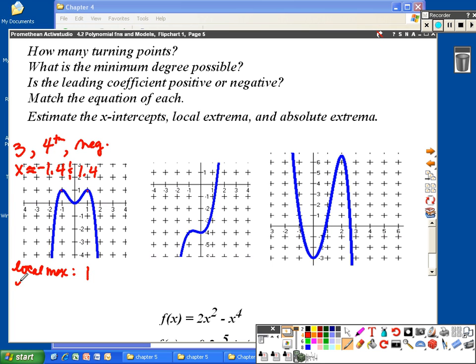And I have a local min at 0. I have an absolute max, still at the y value of 1, and I have the absolute min, it never ends, so I have none.